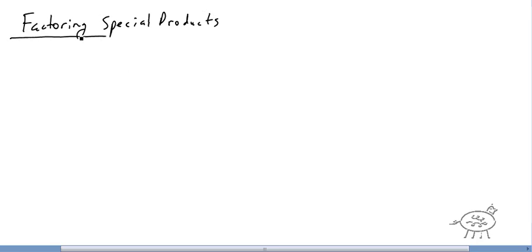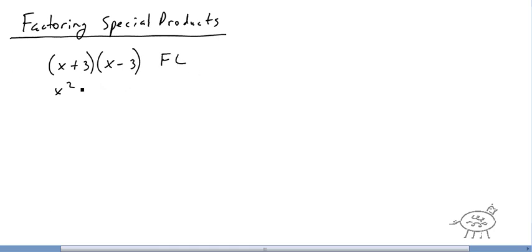So this is what a special product is. If you remember back in the day, we had problems like this: x plus 3 times x minus 3. And when you FOIL, you actually just do x squared, because the x is the same and the 3 is the opposite of negative 3, a positive and a negative. You can just do the first and the last, so x squared minus 9.